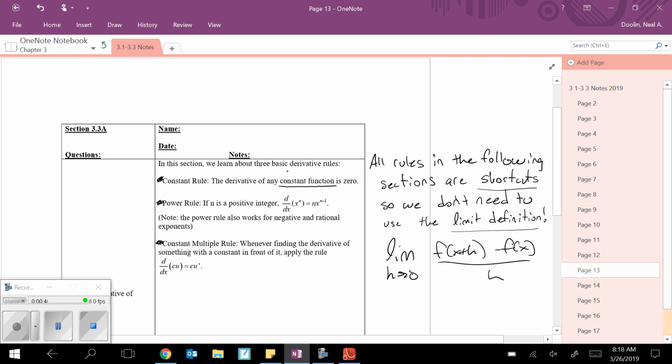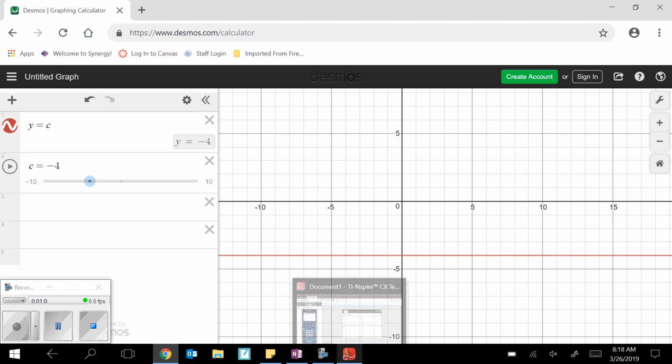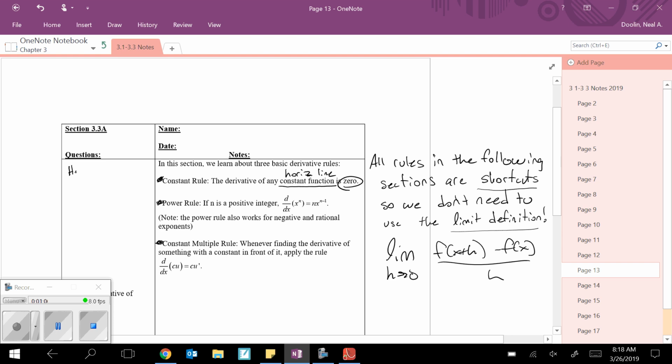So constant function, that would be a horizontal line. And the reason why it's zero is because, well, remember, the derivative is just the slope of a function. And, well, wherever you got a horizontal line, that doesn't change the fact that it's horizontal. So its slope is zero. So hopefully that rule makes sense to you. Horizontal lines have zero slope. So that's why that rule exists.